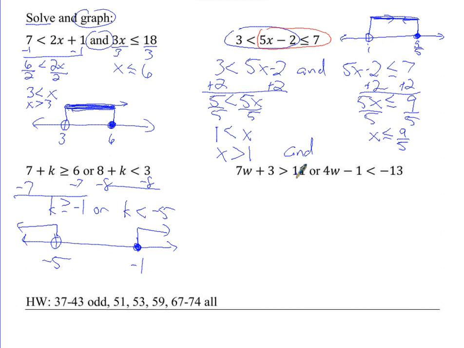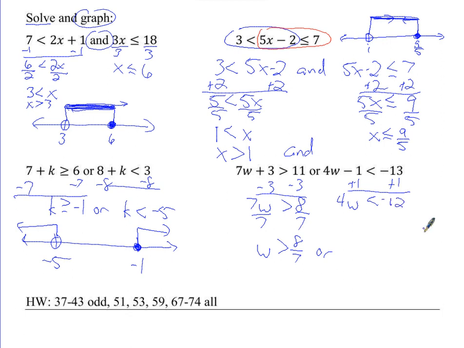Next one over here, we have an or statement again, so we're going to stick with or, solve each one of these individually. Subtract 3 from both sides, and we have 7w is greater than 8. Divide both sides by 7, and we get w is greater than 8/7. Wonderful. Or, add 1 to both sides, and we have 4w is less than -12. Divide both sides by 4, and you get w is less than, still, because we didn't divide by a negative number, we divided by a positive number, -3.